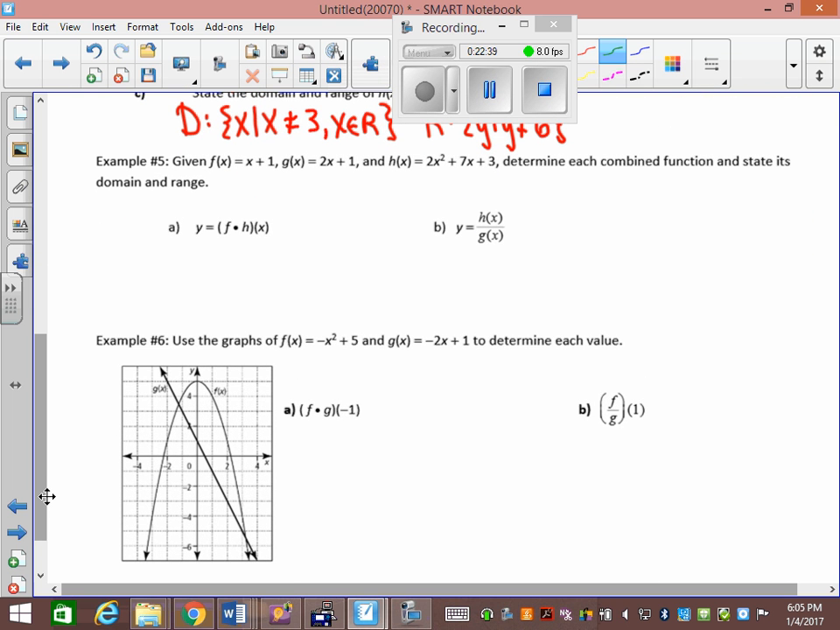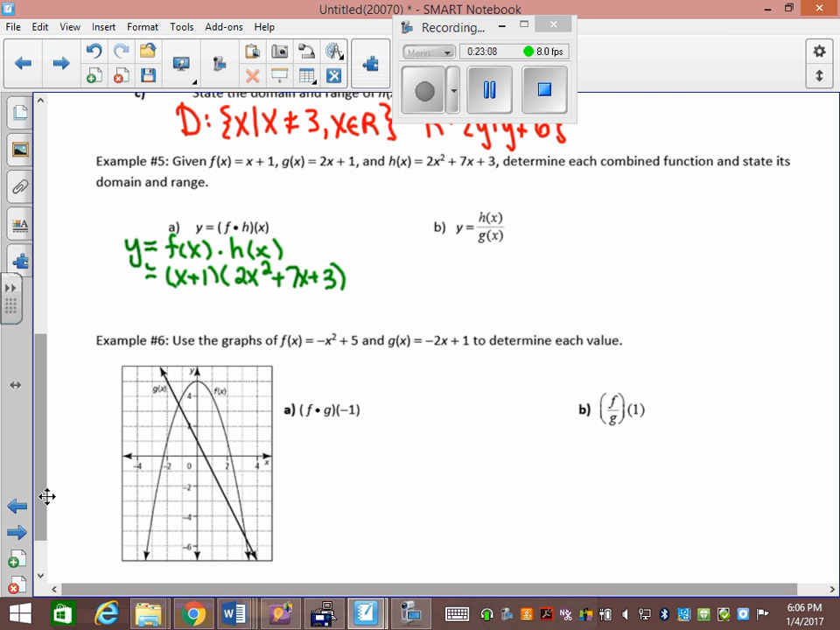Example 5. Given f of x equals x plus 1, g of x equals 2x plus 1, and h of x equals 2x squared plus 7x plus 3, determine each combined function in states, its domain, and range. So remember, this little dot in between when it's closed means multiplication. So we're going to have y equals f of x times h of x. f of x is x plus 1. h of x is 2x squared plus 7x plus 3. And we're going to distribute.